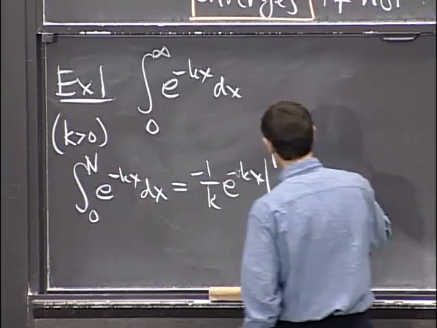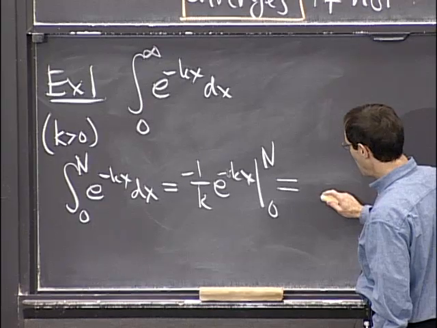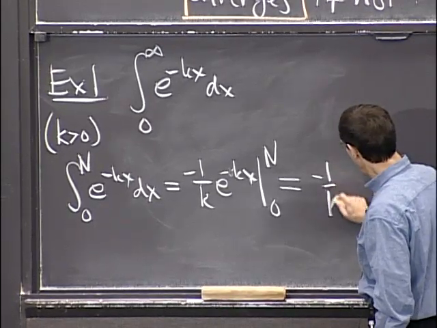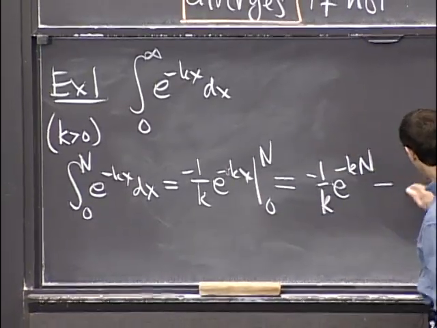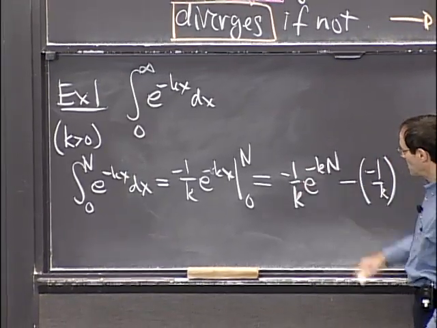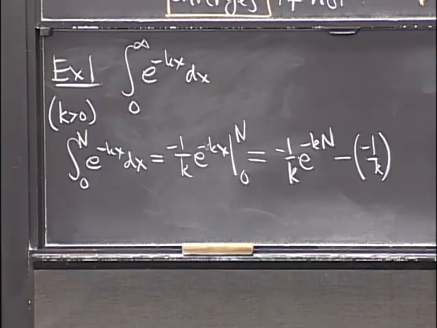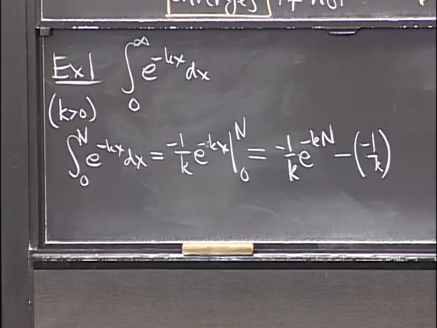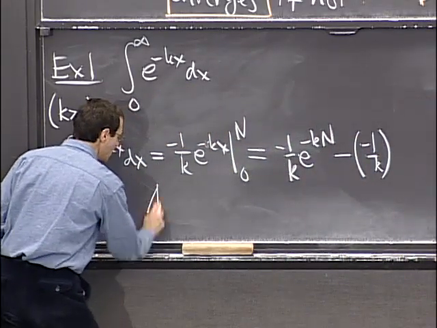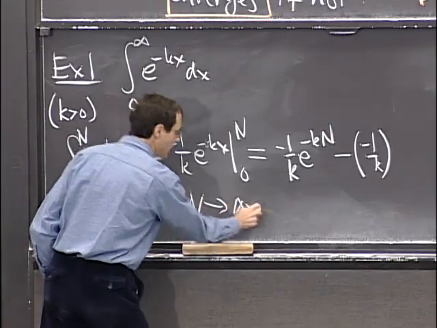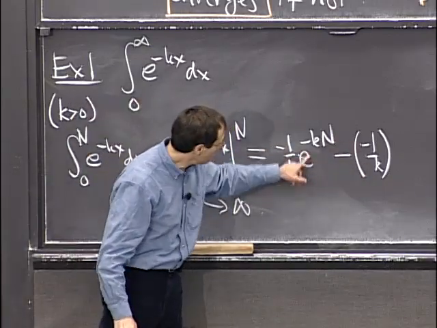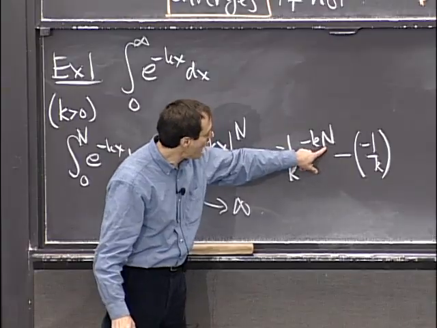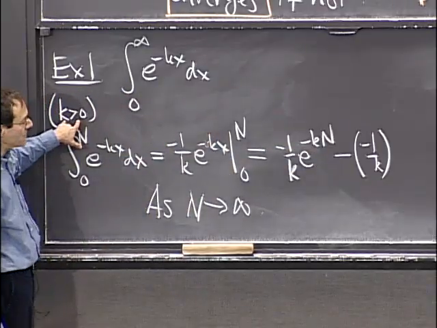And that, if I plug in these values, is minus 1 over k e to the minus k capital N, minus, and if I evaluate it at 0, I get minus 1 over k times e to the 0. All right? So there's the answer. And now we have to think about what happens as N goes to infinity. As N goes to infinity, the second term stays unchanged, but the first term is e to some negative power, and the exponent is getting larger and larger. That's because k is positive here.